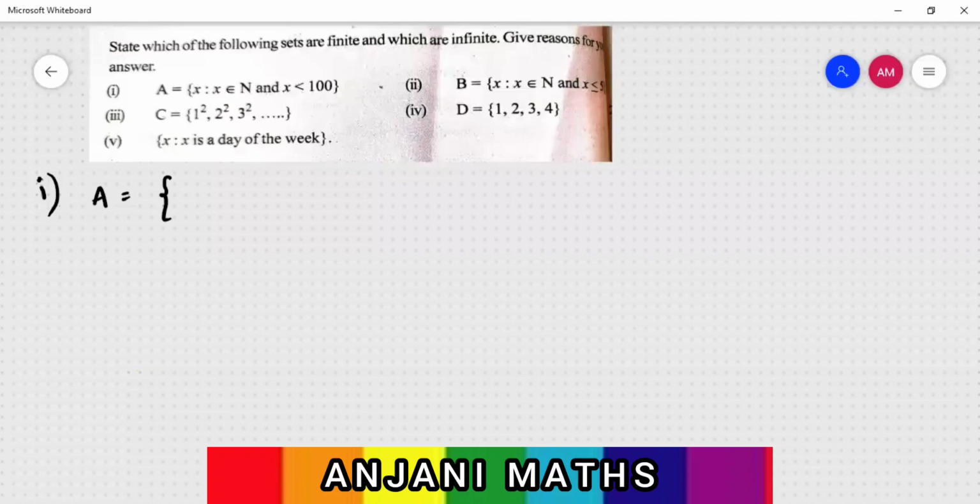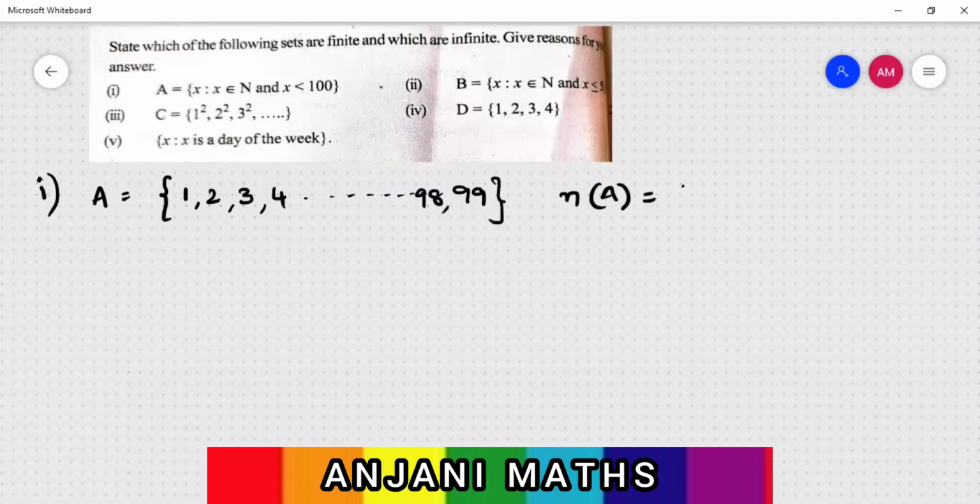So the natural number set starts with 1: 1, 2, 3, 4, and so on. What's the last element here? x is less than 100 means the last element is 99. So we get up to 99. Can you tell me how many elements it has? n of A is equal to how much? 99. A finite value, isn't it? Therefore, A is a finite set.